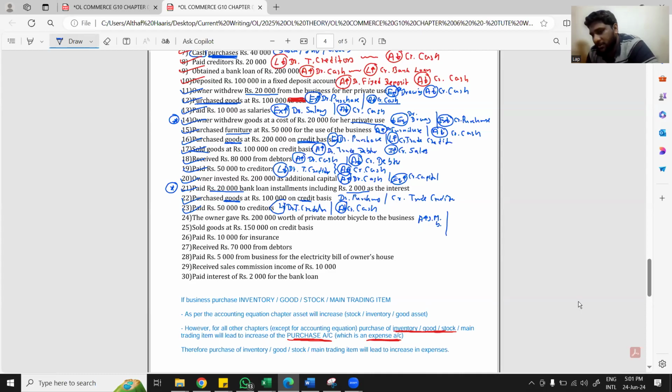Tell me, people, who is giving this asset to us? We are getting a motor bicycle asset from the owner. If the owner gives anything to the business, the owner's portion, equity, will increase. If the owner takes anything from the business for his personal use, equity will decrease. So here, capital.